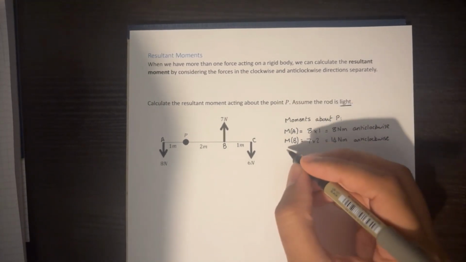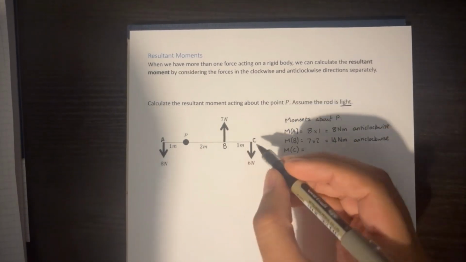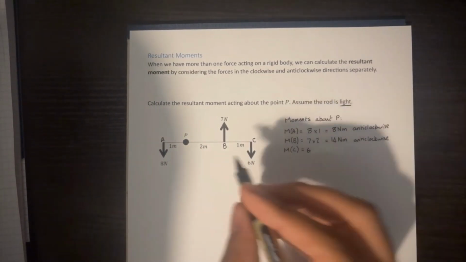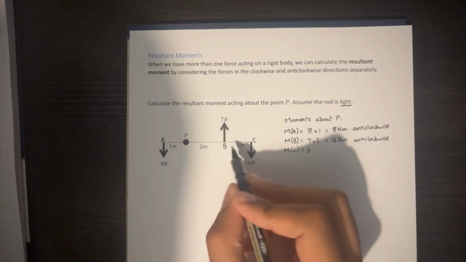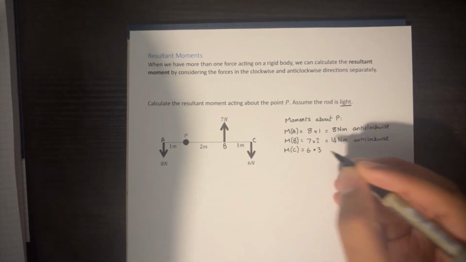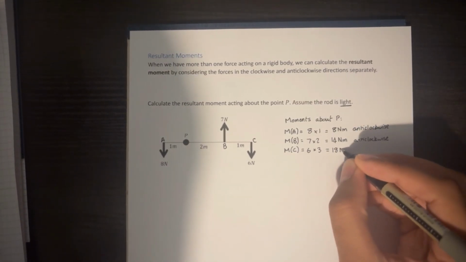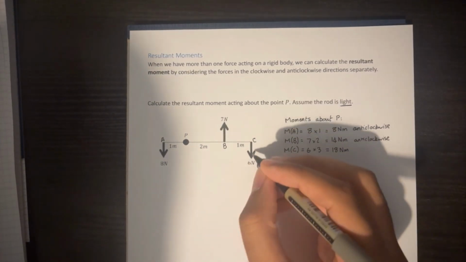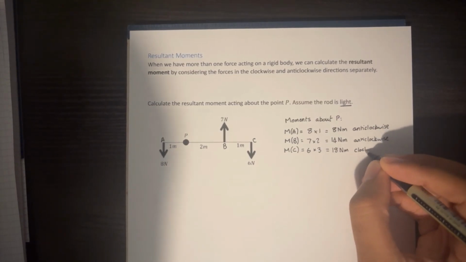Finally, we've got the moment of C. Now the force at C is 6 newtons. The distance from P, well, I've got this 2 plus that 1, so that distance from P is 3. So I've got 6 times 3, that's 18 Newton meters. And if this was the only force acting, then our rod would turn in a clockwise direction.